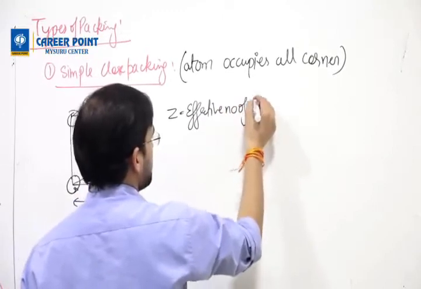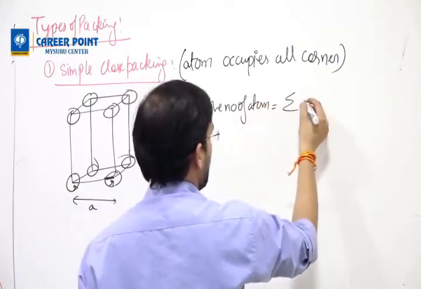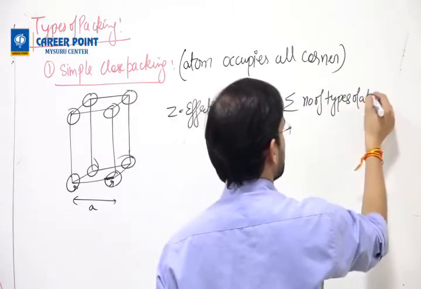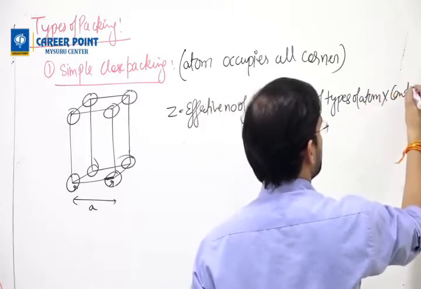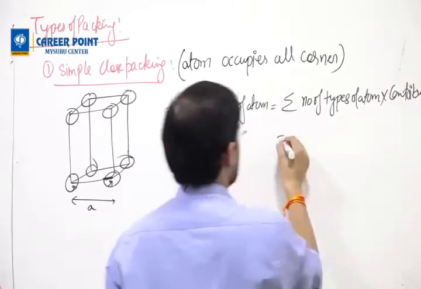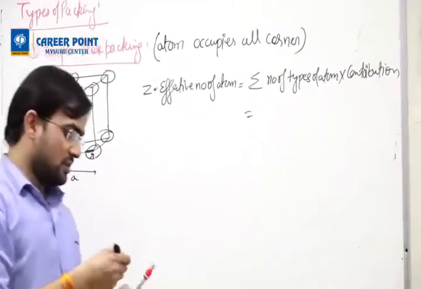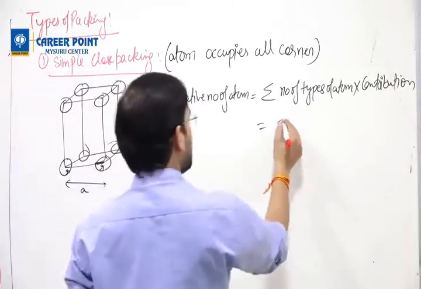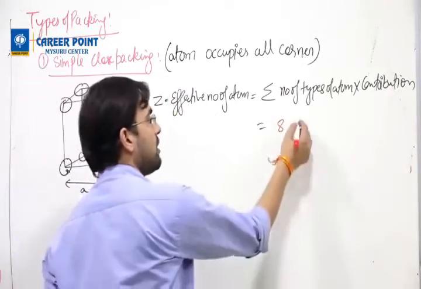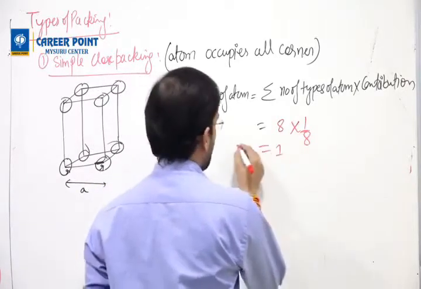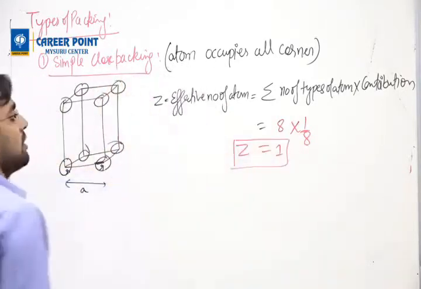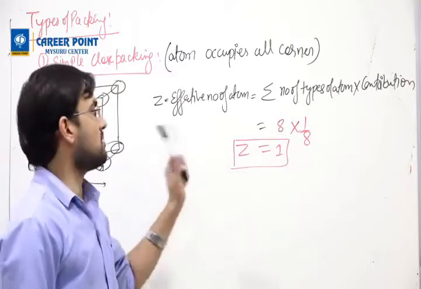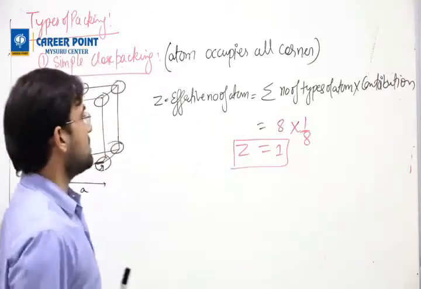effective number of atoms, and it is equal to summation of number of types of atom into its contribution. So right now there is only a single type of atom, present at corners. So how many are there? 8. What is the contribution of a corner atom? 1 by 8. So total 1. Z is 1 for simple cubic close packing. You should memorize this; it will be helpful in your calculation. Z is 1.